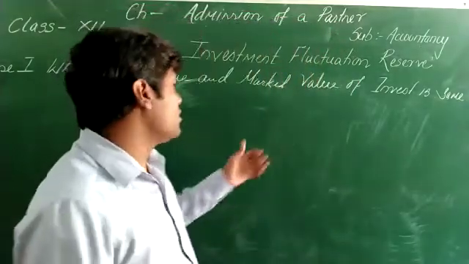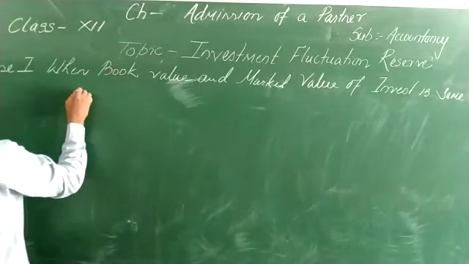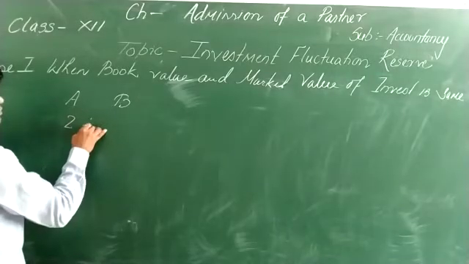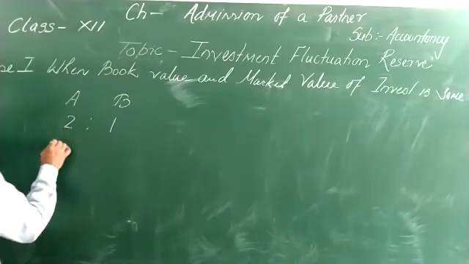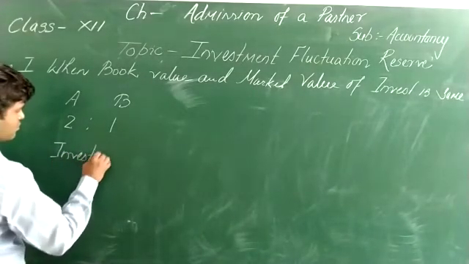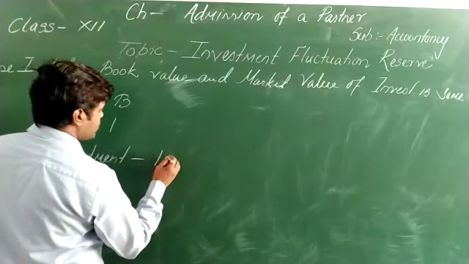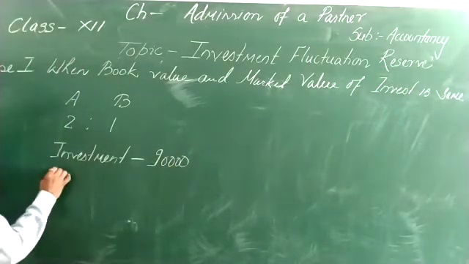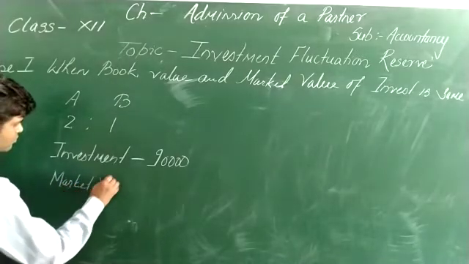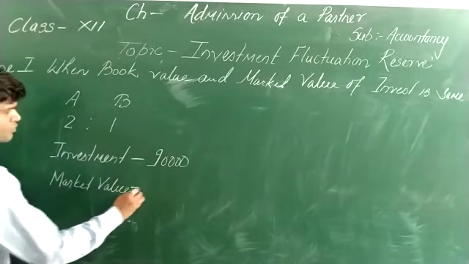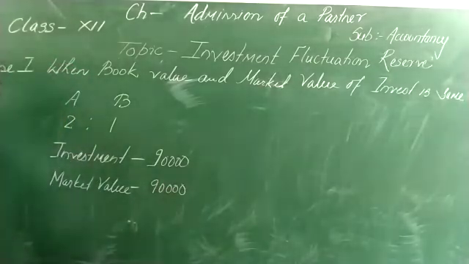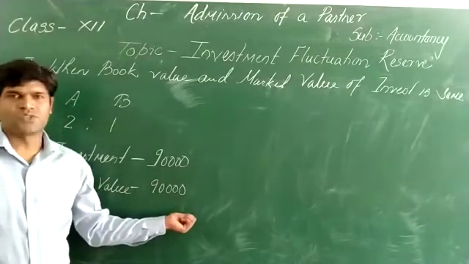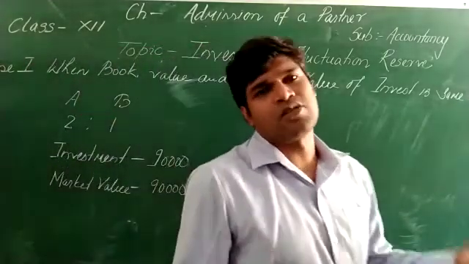Clear? So now I am giving an example. Suppose A and B are partners, profit sharing ratio is 2:1. Investment is given as 1 lakh rupees. Okay, we can take 90,000, and the market value is 90,000. Same here. So here the investment value is 90,000 and the market value is also 90,000. Both are equal, so there is no loss in our investment.